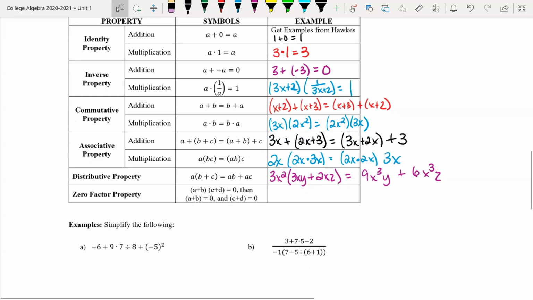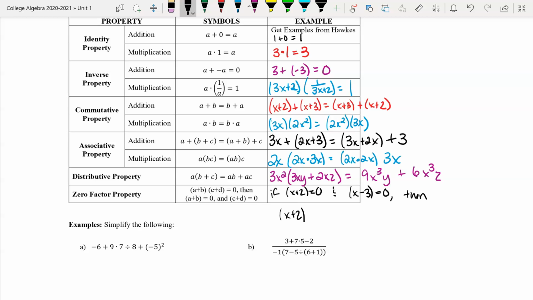Zero factor property, you will see this on the Hawks, guys. It's going to say like if x plus 2 equals 0 and x minus 3 equals 0, then x plus 2 times x minus 3 is going to equal 0. Okay? So just be careful of that.